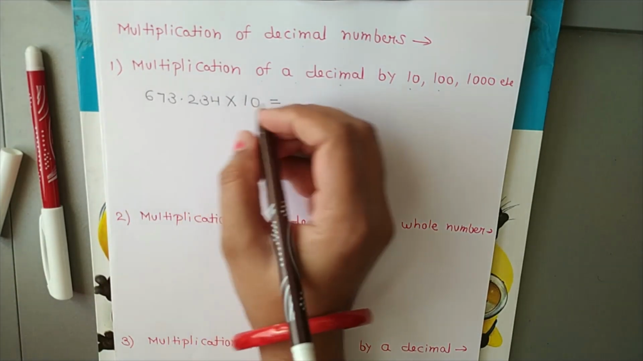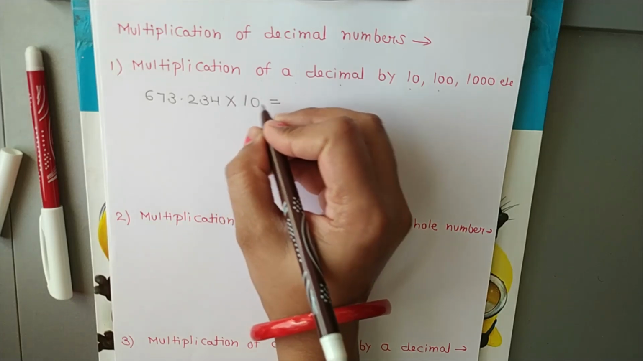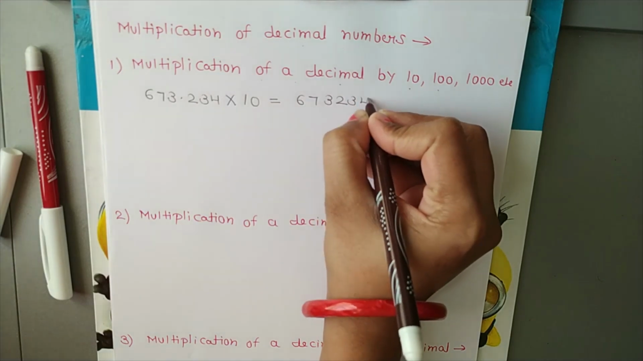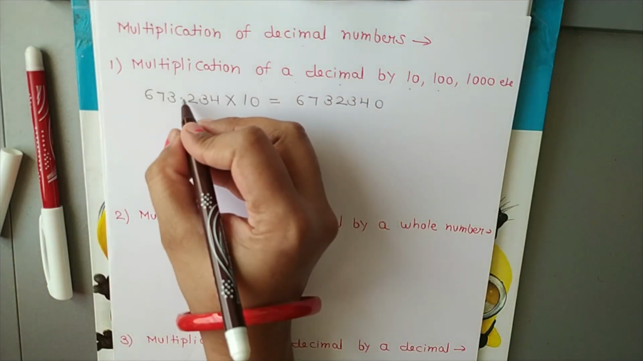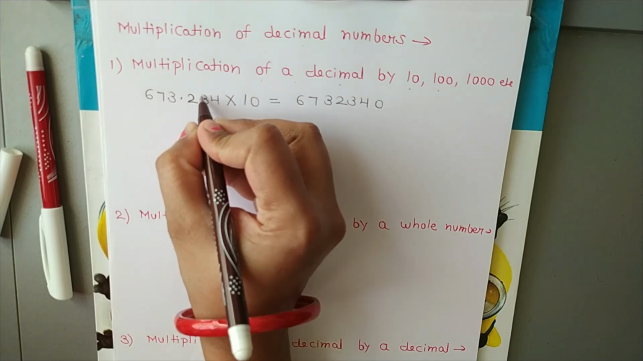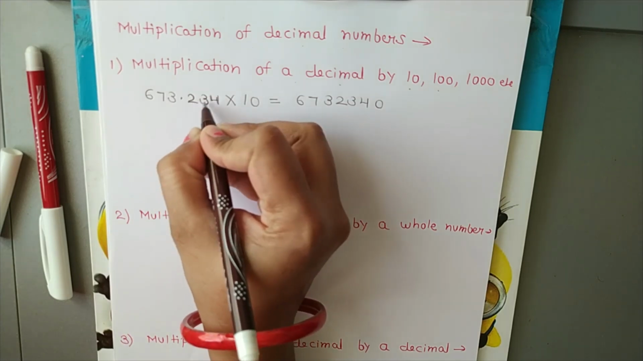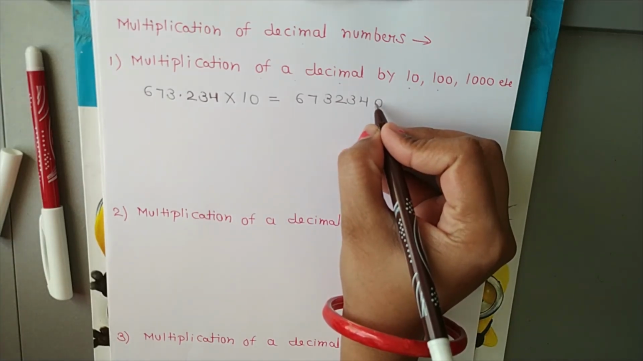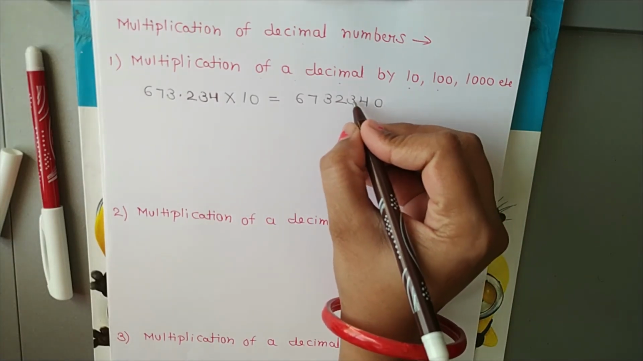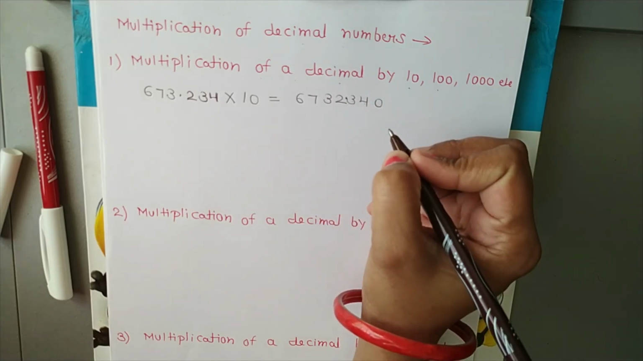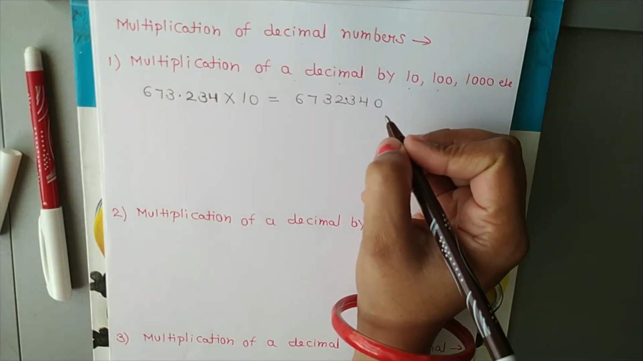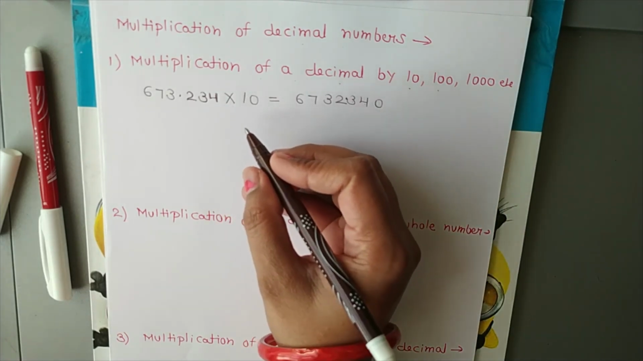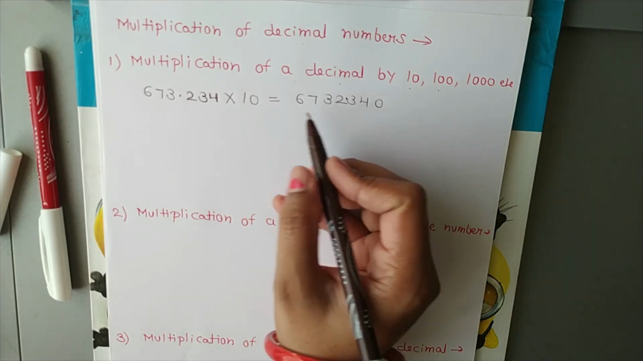You just ignore the decimal and then multiply by 10. So the answer will be 6732340. Then you have to count how many digits are after the decimal. Yes, 1, 2, 3. 3 digits are there. So you just count 3 digits and put the decimal. So 1, 2, 3. Put the decimal. So you can see that when you are multiplying by 10, the point is shifted to the right by 1.